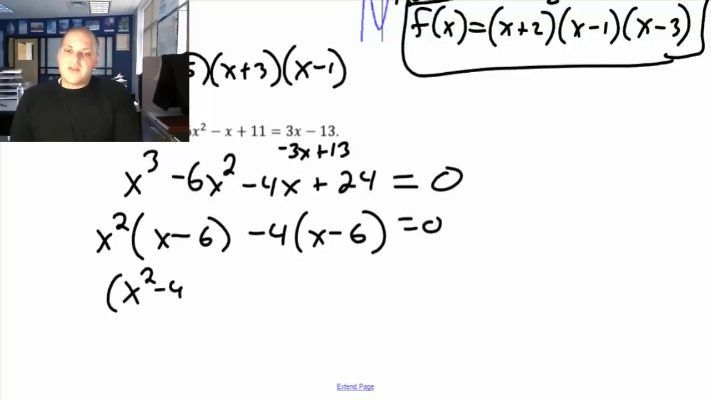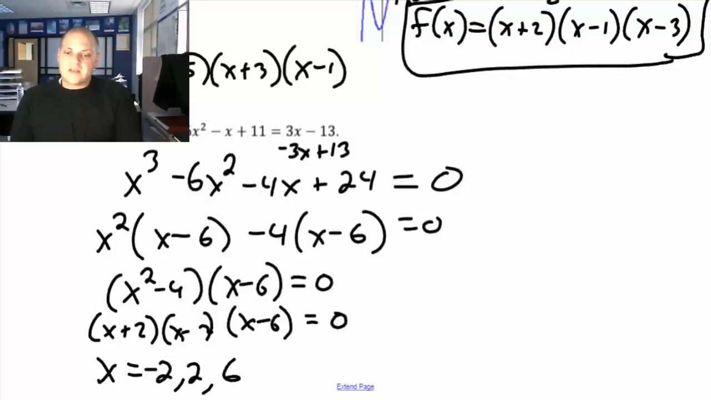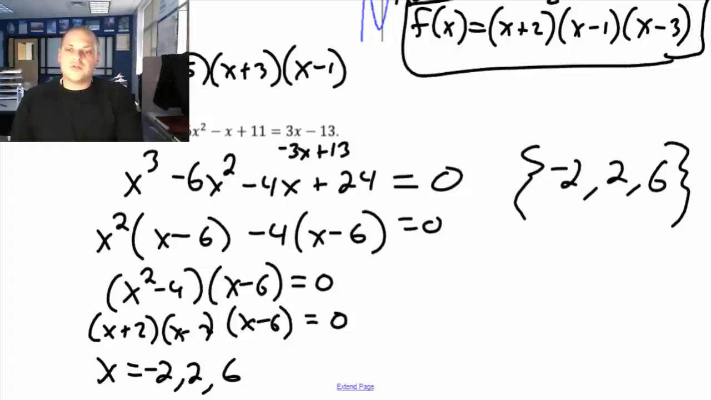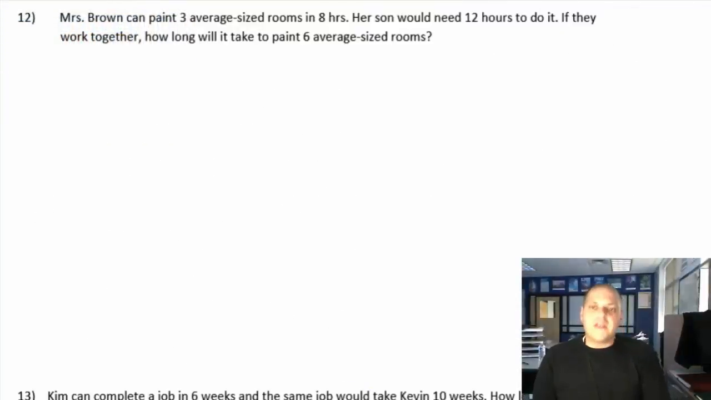x squared minus 4, x minus 6, x plus 2, x minus 2, x minus 6, and therefore x would equal negative 2, 2, and 6. So my solution set would be negative 2, 2, 6. Three possible solutions for this equation. All right, last page, we're rolling here.